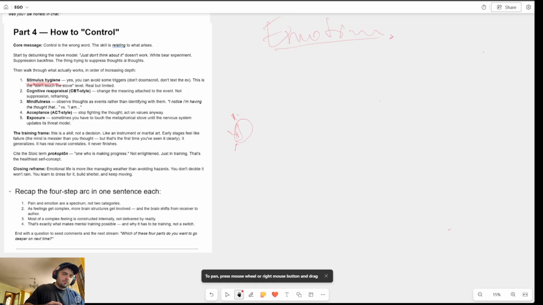So what else have we got here? What actually works? Stimulus, like I said, and cognitive reappraisal: change the meaning attached to the events, not suppression, but reframing. Yeah, well, that's also a complicated thing to do, but if possible. What it means is, for example, you're trading on the stock market and you've lost.